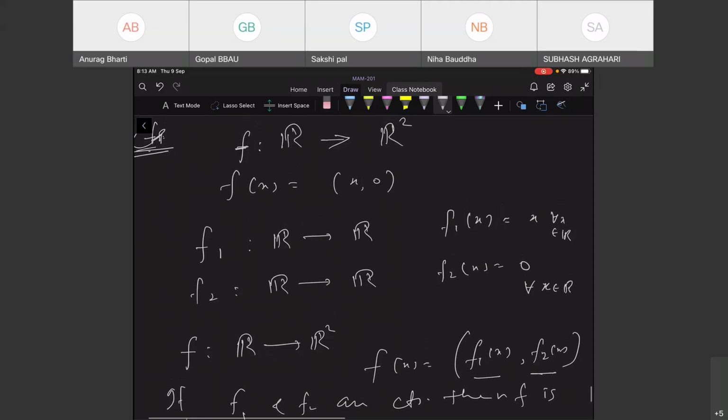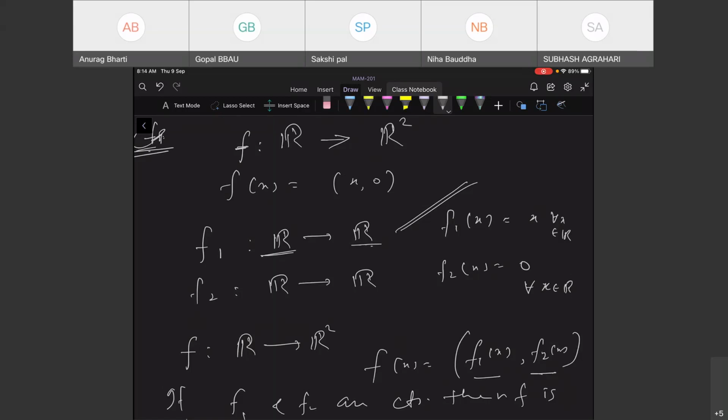Clearly f1 is continuous because it is the identity function. We have seen that the identity function is continuous if we have the same topology in both domain and codomain. Otherwise, if domain and codomain have different topologies, we cannot say. You have seen an example, R with the usual topology and R with the lower limit topology, a counterexample.